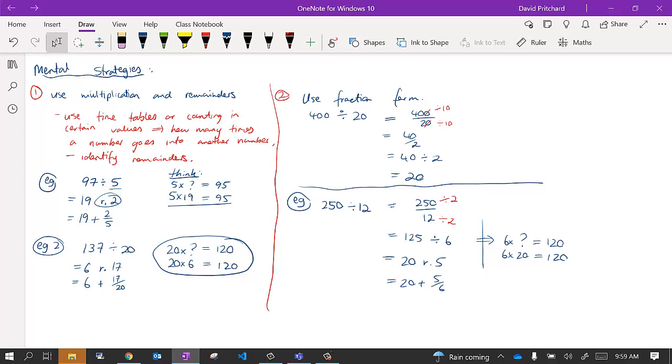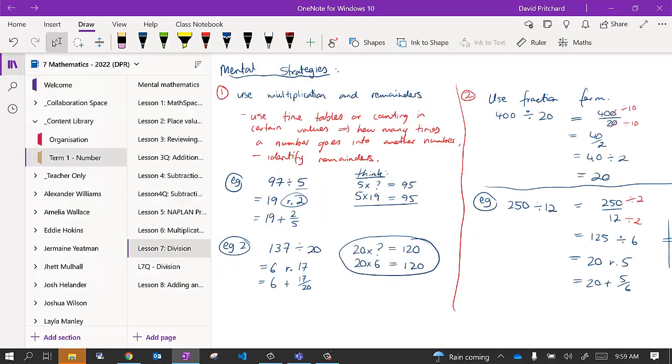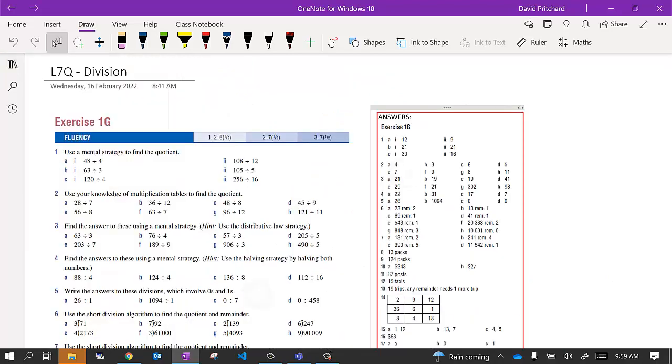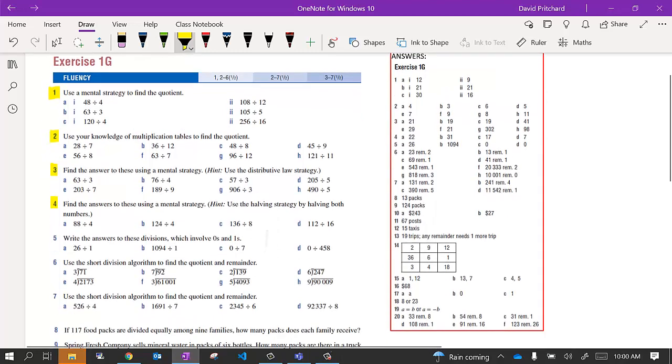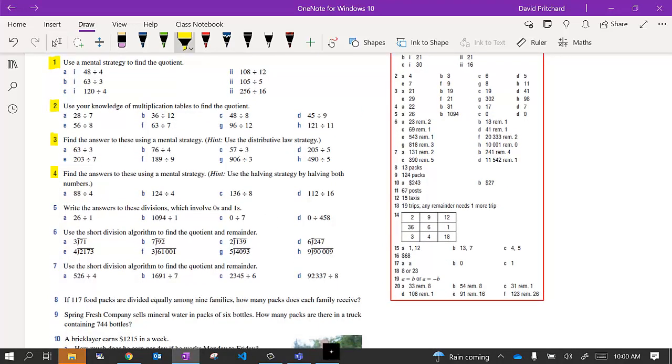All right, so I've set some questions. These are the questions here. Basically, I want you to work your way through. So mental strategies, using times tables, using mental strategies, and then I also want you to do the short division algorithm. So I want you to do question 1, 2, 3, 4, and 6. That'll be in the Spiritus lesson as well. Just paste it in below.